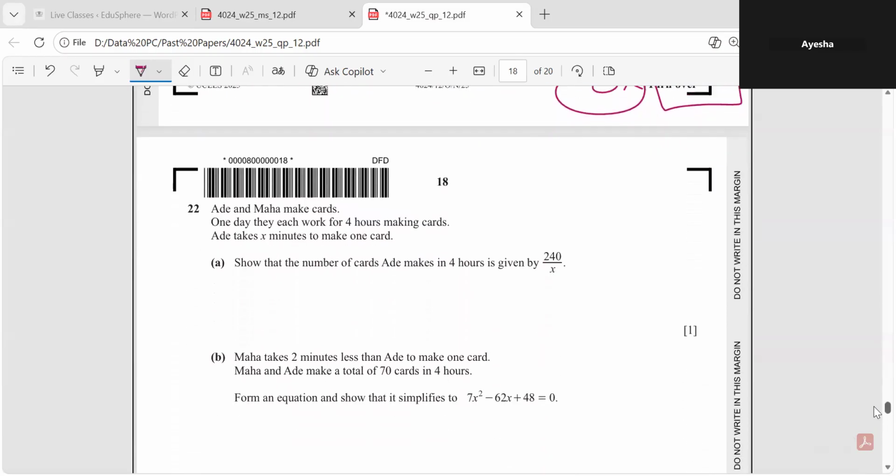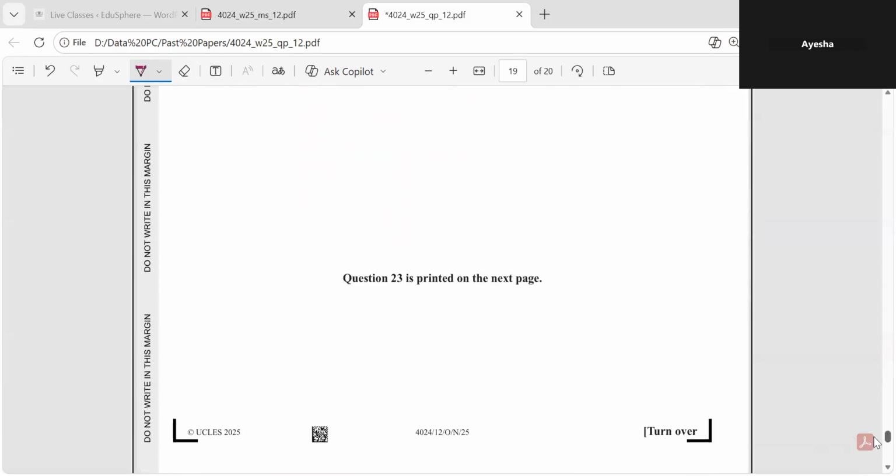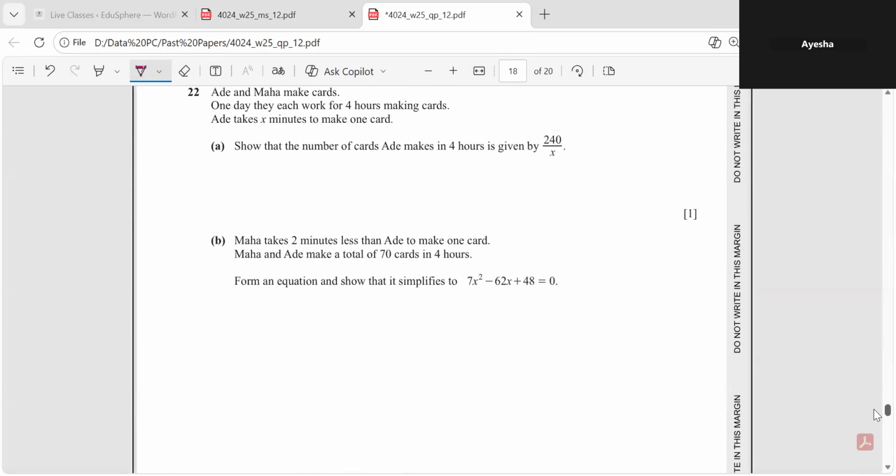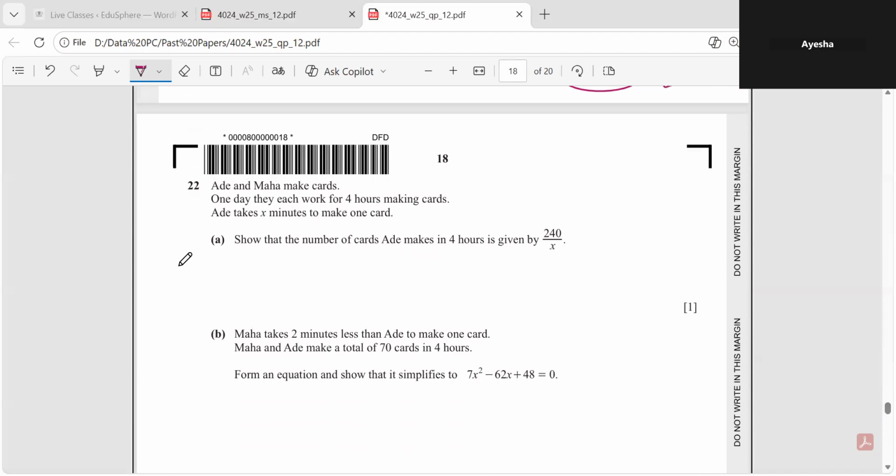Okay. Now there is question number 22, and we are left with only these two questions. Question number 22 says that Adi and Manha make cards. One day they each work for 4 hours making cards. They take x minutes to make one card, and show that the number of cards she makes in 4 hours is given by 240 over x. So first we have to find out the number of cards.